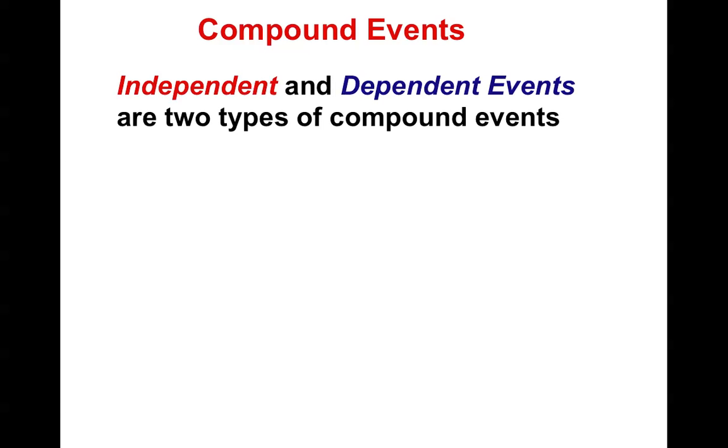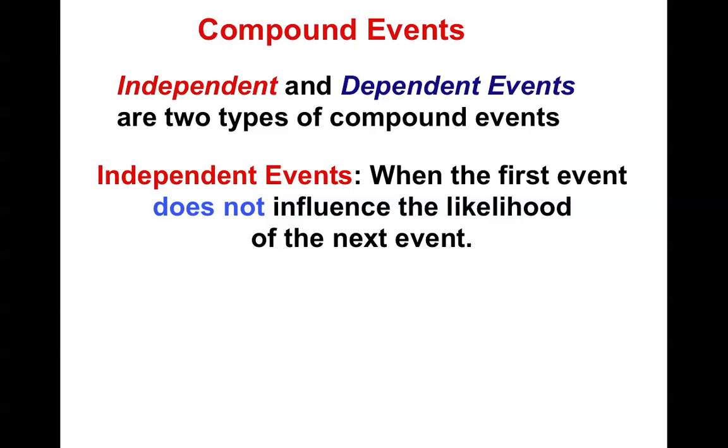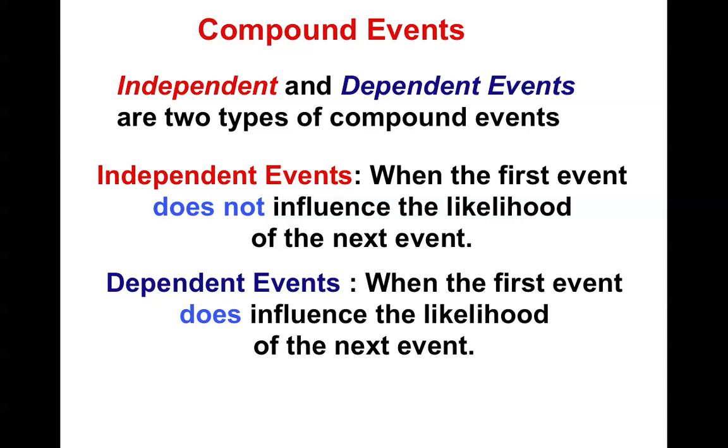We talked about the two different kinds of compound events, independent events and dependent events. They have some very basic definitions. Independent events are when the first event does not influence the likelihood of the next event, while with dependent events, the first event does influence the likelihood of the next event.